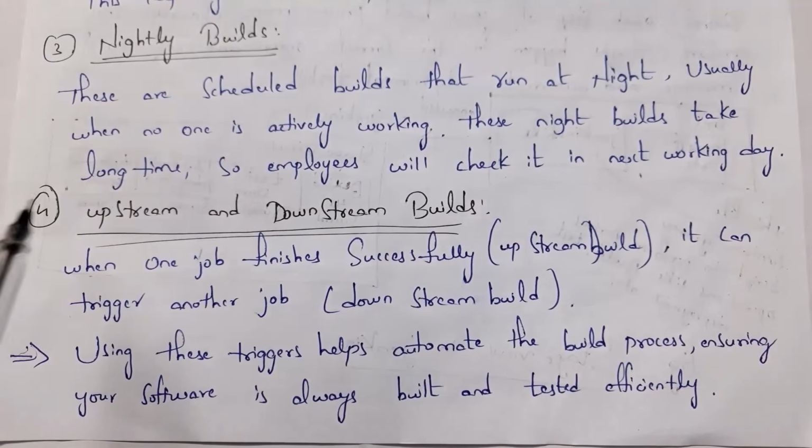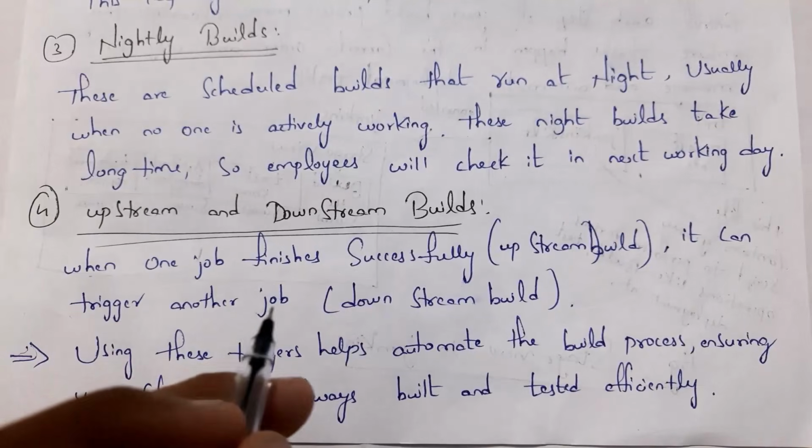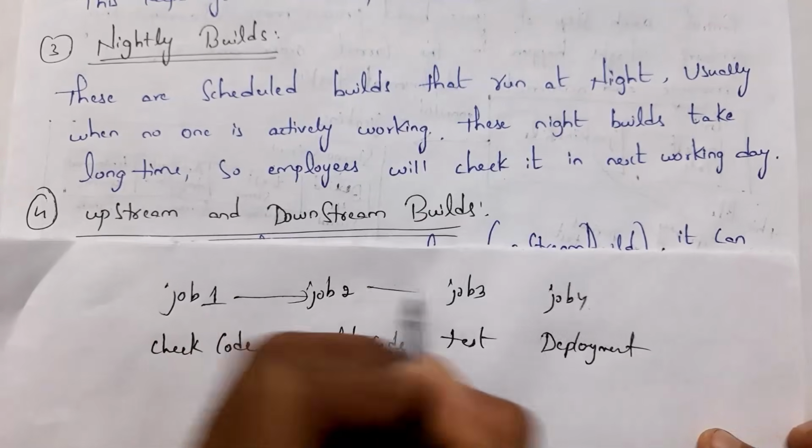And the fourth one is upstream and downstream builds. Guys, normally in the Jenkins server, we will perform different kinds of jobs one after another. For example, let us say in total I want to perform 4 jobs on my Jenkins server. The first job is to check code, the next job is to build code, the next job is to test code, and the next job is to deploy code. So one job is connected to another job.